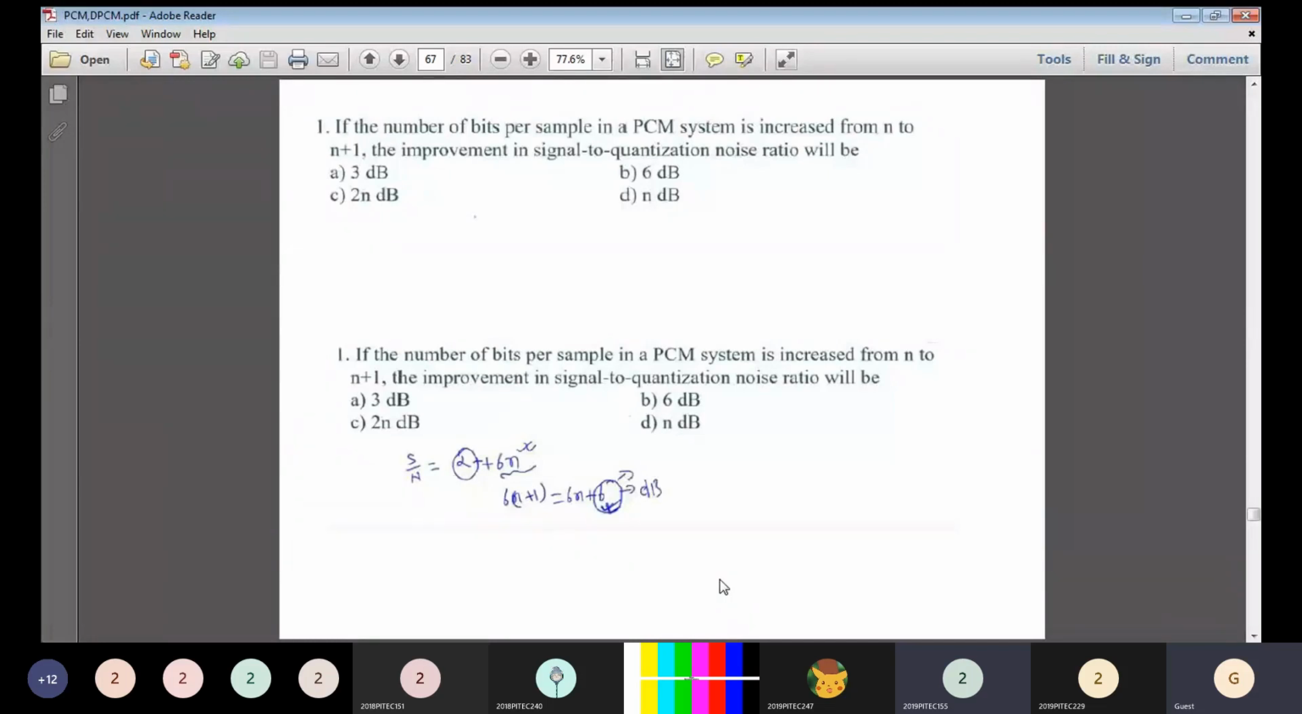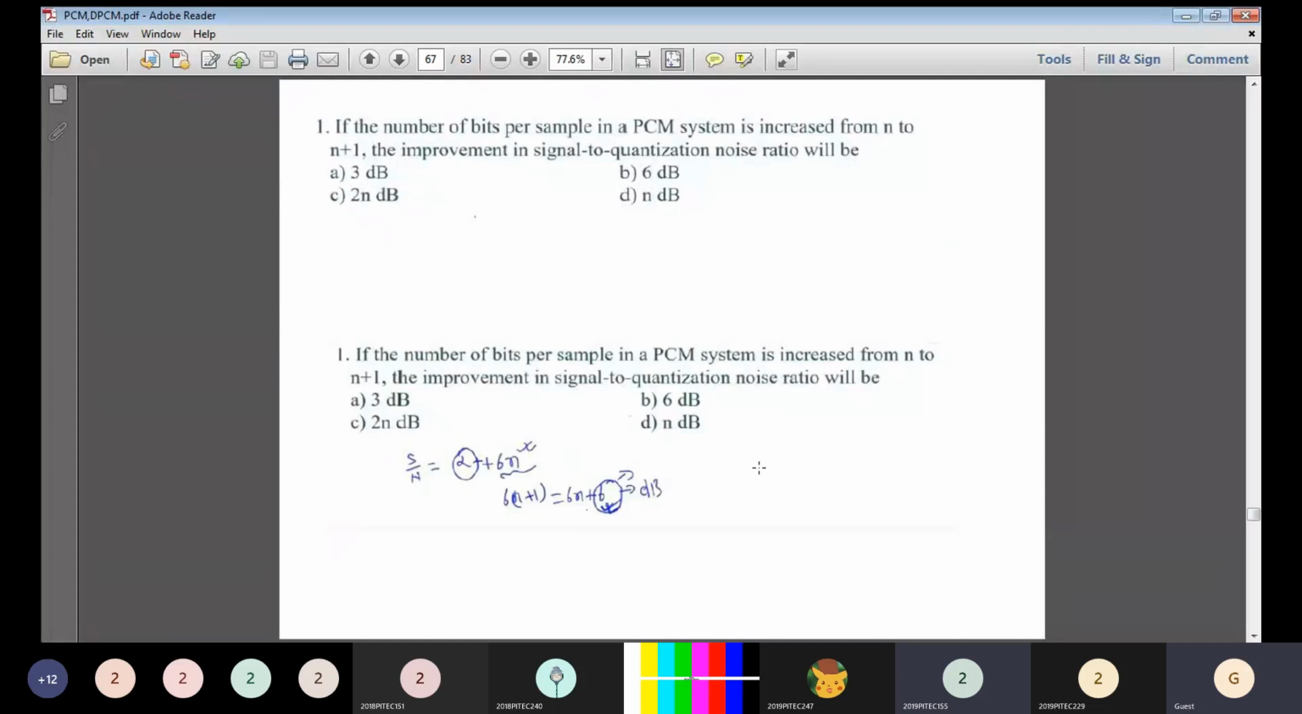What is the formula to find out the signal to quantization noise ratio, S by N? Signal to noise ratio is alpha plus 6n. This is the formula. Alpha plus 6n, that 6n will be considered as 6 times n plus 1, right? So 6n is improved from n to n plus 1. So 6 into n plus 1 can be written as 6n plus 6, 6n plus 6 dB.